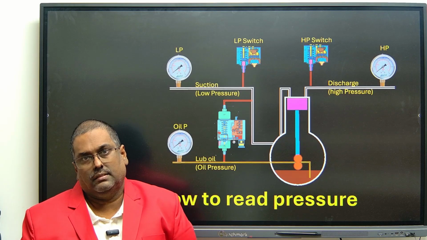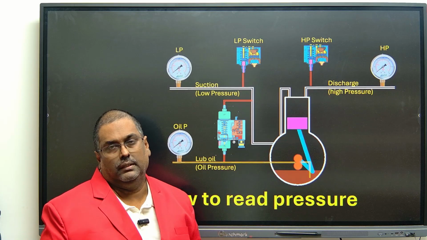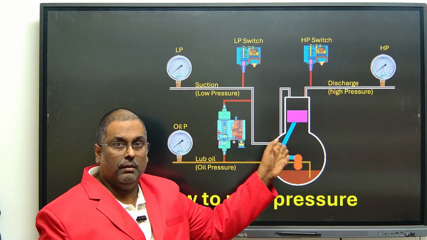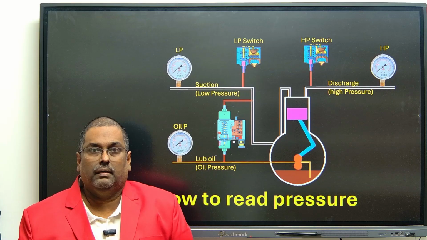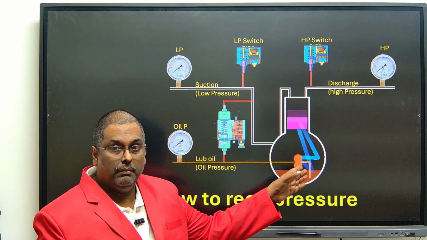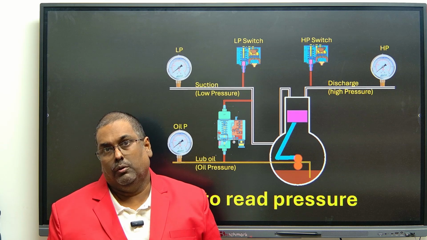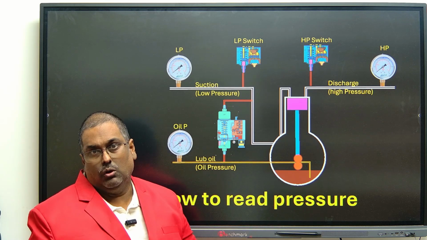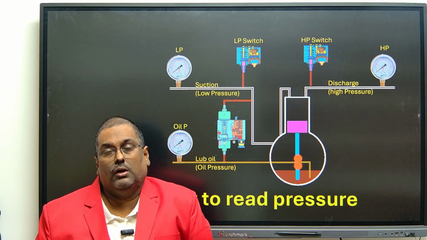Without gas, as I told you, the same gas cools the compressor. If you are not allowing the gas here and still continuously run the compressor, it will heat up and your oil will heat up. If the oil heats up, the lube oil property will go and then the lube oil pressure will drop. So without gas, the compressor should not run. That is why they have given the pressure switch here. This pressure switch, what will happen?